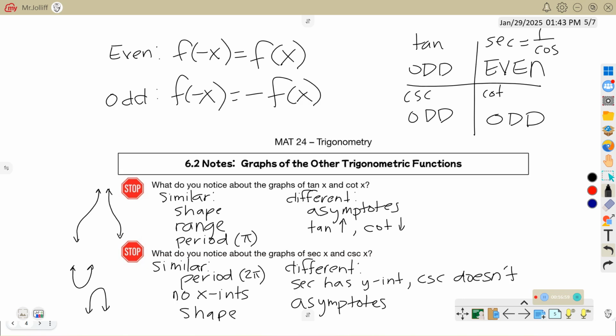So when they're asking you to rewrite a bunch of functions for like the first couple of questions of your homework, that's what they're asking you to do. Use the properties of even and odd. It's like a one-liner.